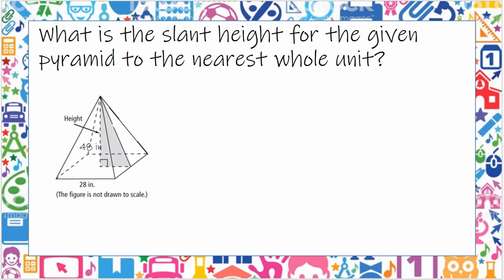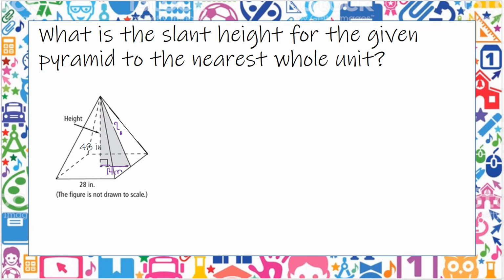What is the slant height for the given pyramid to the nearest whole unit? We are going to have to treat this as a triangle to find the slant height. So this length down here is half of the side length. So if the side length is 28, half of that would be 14.